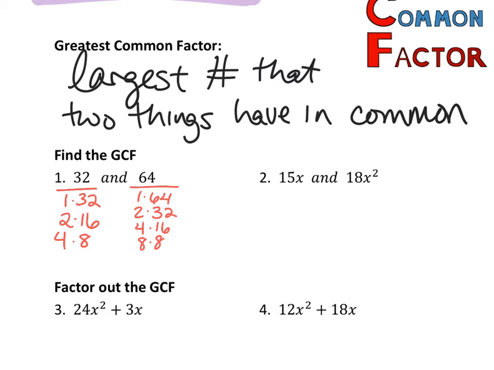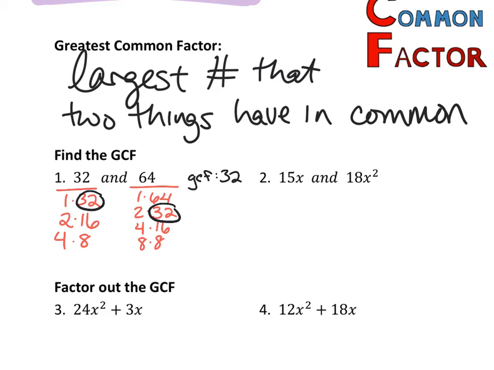But since I'm looking for the GCF, which is the greatest common factor, the biggest number that they share, what's the biggest number that's on both lists? 32. 32 is the biggest number that's on both lists. Those are all common factors that y'all were saying, but I want the biggest common factor. Does that make sense? 4, 8, and 16 are all on the list for both of them, but I want the biggest one. That's the GCF. So you'd write that the GCF is 32.